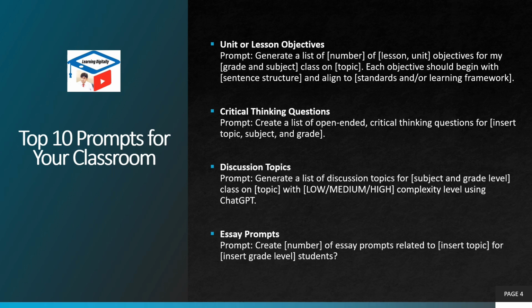Number 3, discussion topic. For this prompt also you have to write in ChatGPT: generate a list of discussion topics for subject, for example science, and grade, for example 5th class, on topic, for example gravity, with a low level, medium level, or high level complexity. Now it depends, you know the level of the students. For example, we write medium complexity level. So ChatGPT will generate the discussion topics for your class.